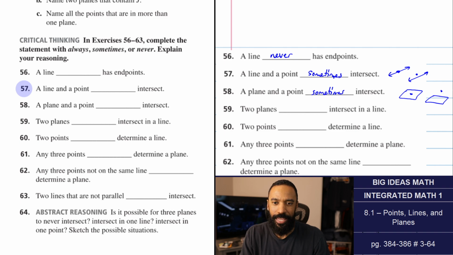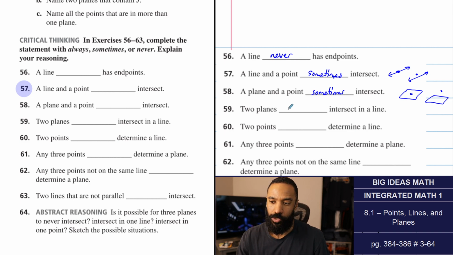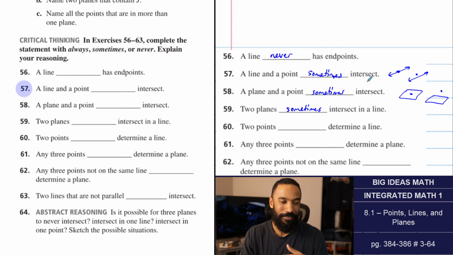Two planes blank intersect in a line. If they intersect, it would be in a line. If they don't intersect, then there's no intersection. So that's also a sometimes, because there are parallel planes. We even drew one. I would show you it, but I lost it. So you'll have to rewind and find that specific one. I'm not doing these. I'm sorry.